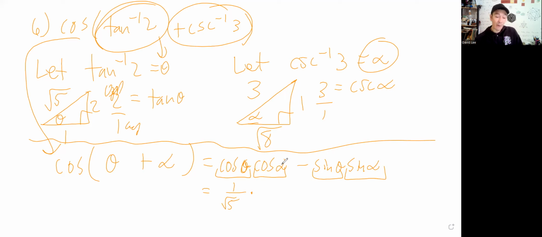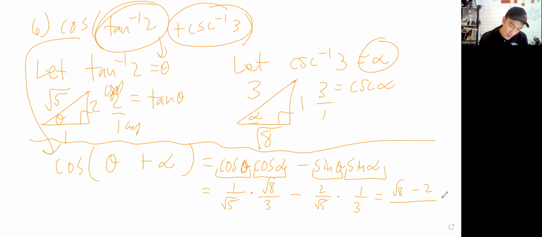And this one says cosine alpha. So go to the picture with alpha. And that would be square root 8 adjacent over hypotenuse. Here, sine theta would be 2 over square root 5 times. And here, this would be 1 over 3. And if you combine all this together, you should get square root 8 minus 2 all over 3 square root of 5. You could totally leave your answer like that. That looks beautiful. You don't have to clean it up if you don't want to, although you can. You have that option. Okay?